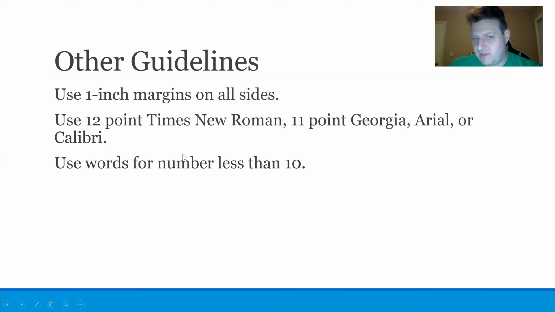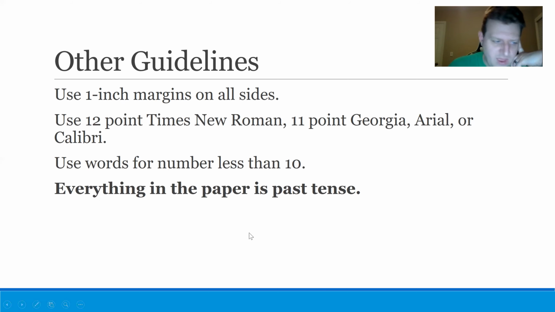For words that refer to numbers, let's say there were two subjects, you write out two instead of using just the numeral. And very, very important, everything in your paper is past tense. Okay, so the researcher conducted the experiment, not the researcher conducts the experiment. So make sure that you're using the past tense when you're writing things up.